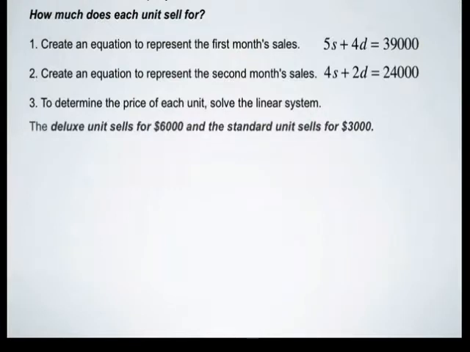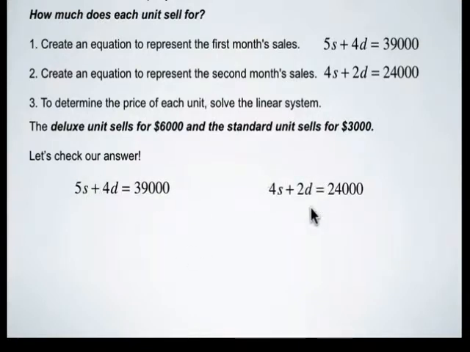So now we found our prices. Deluxe unit sells for 6,000, standard unit sells for 3,000. We're going to check our answer to make sure that we've done this correctly. So we write our 2 equations. We're going to substitute left side and right side for the values that we found. So the left side of our first equation is 5S plus 4D. The right side is 39,000.